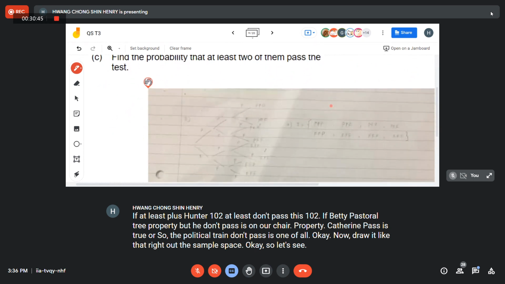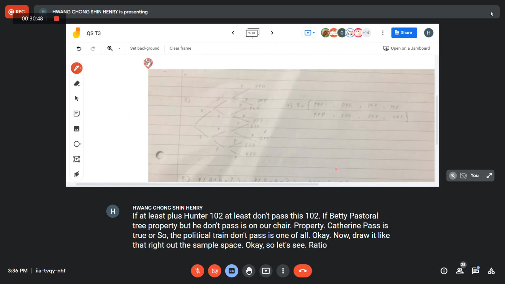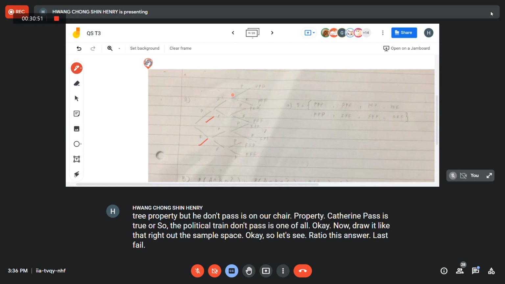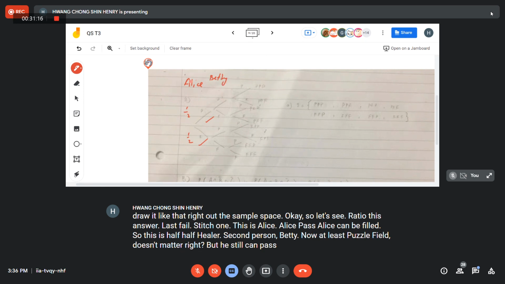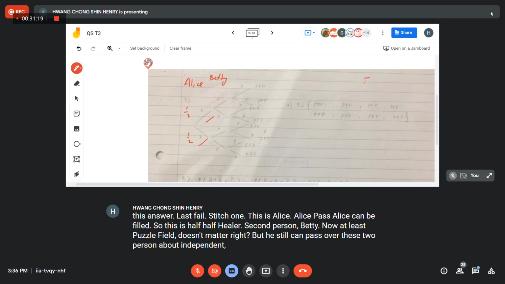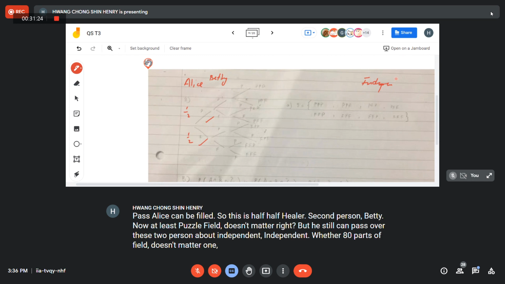Okay, so let's see. Rachel, this is the answer. Pass, fail. Stage 1. This is Alice. Alice pass, Alice can be failed. So this is half here. Second person, Betty. Now, Alice pass or fail doesn't matter, right? Betty still can pass or fail. These two persons are what? Independent. Whether Betty pass or fail doesn't matter one. It does not depend on Alice.